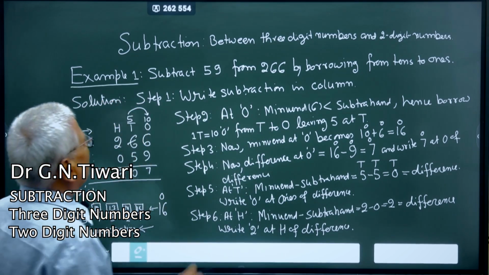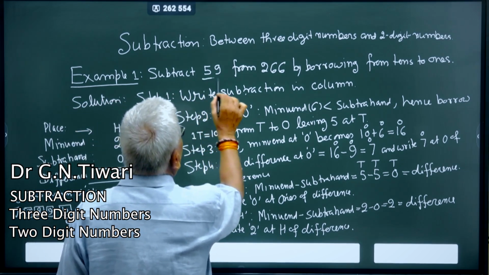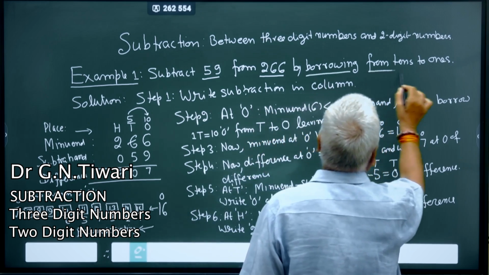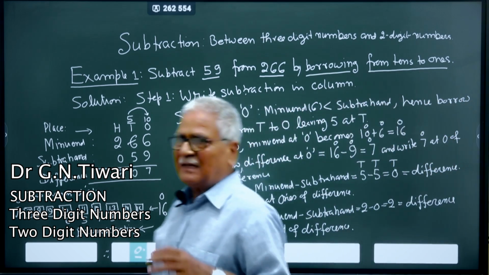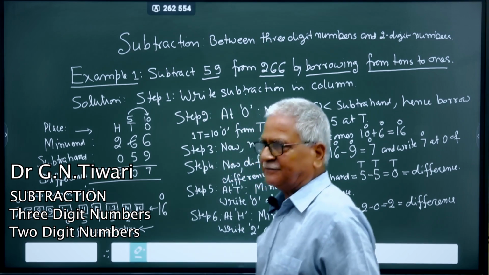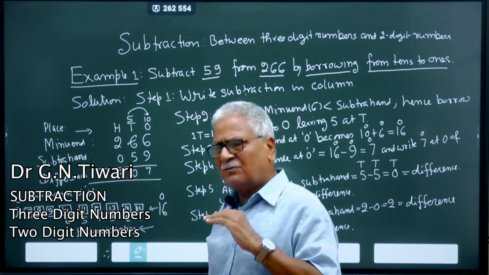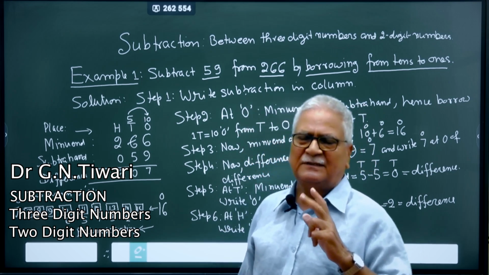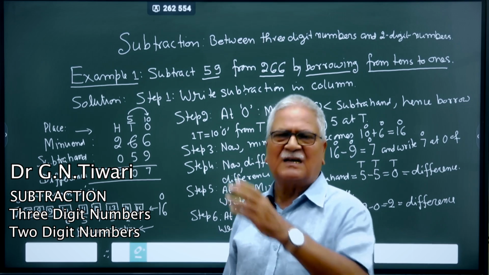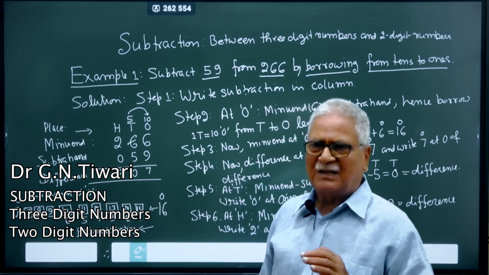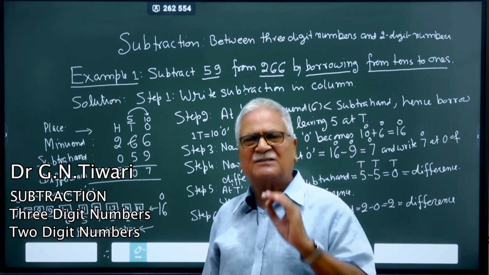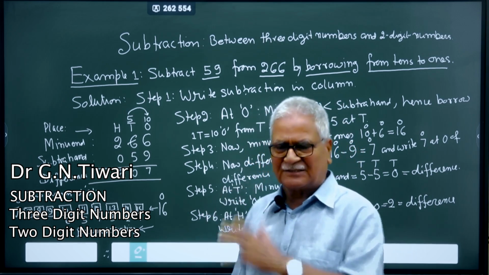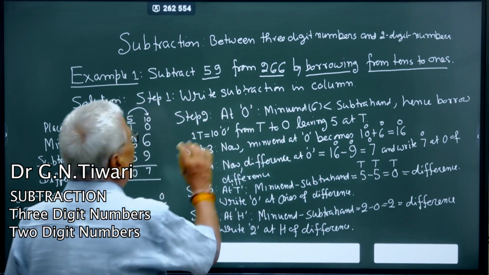In example 1, subtract 59 from 266 by borrowing from tens to ones. This method is a regrouping method. And one thing I also want to inform the students: either addition or subtraction, there are two ways, the horizontal way and the column-wise or vertical way. But I will suggest that the vertical column is the best method for addition, subtraction, as well as multiplication. Just see how you do it.